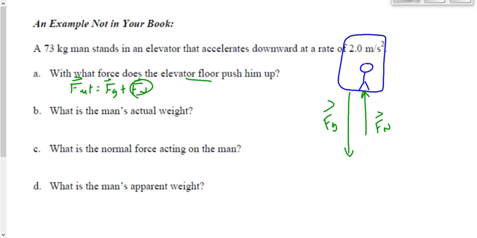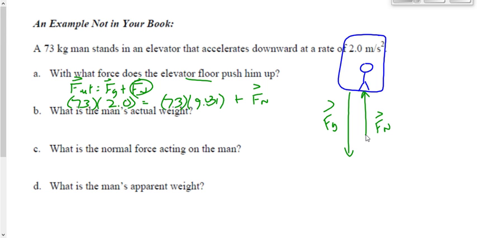F net would be what, 73 times 2.0? Force of gravity would be 73 times 9.81. Is that right? Not quite. Oh, but it's almost right. What am I missing there, Dylan? What's wrong with what I just did?